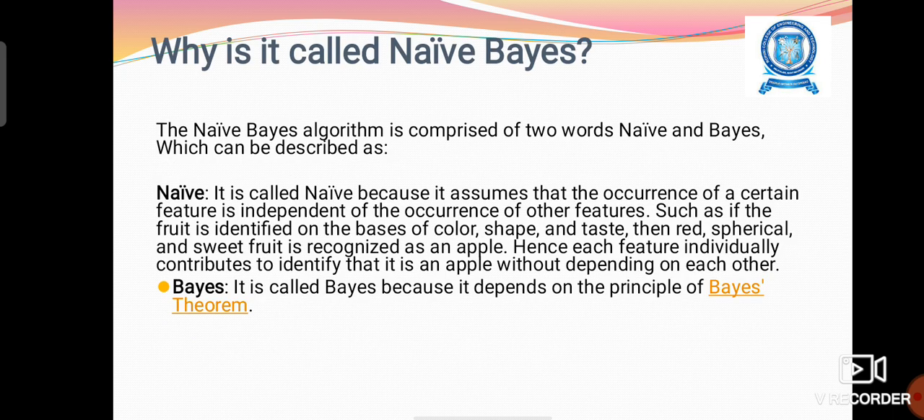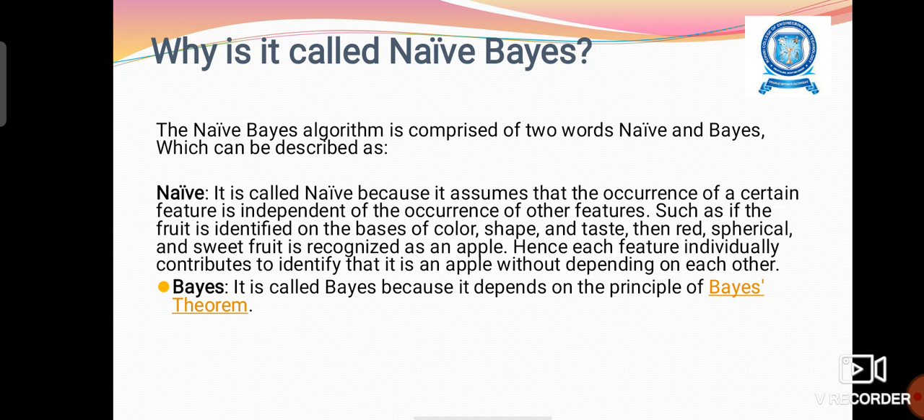It comprises two words, Naive and Bayes. Naive means it assumes that the occurrence of a certain feature is independent of the occurrence of other features. Such as if a fruit is identified on the basis of color, shape and taste, then a red, spherical and sweet fruit is recognized as an apple. Hence, each feature individually contributes to identifying that it is an apple, without depending on each other.